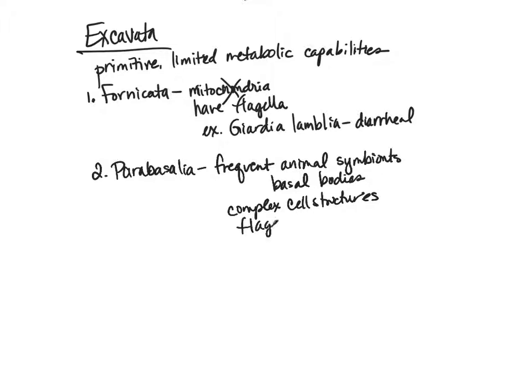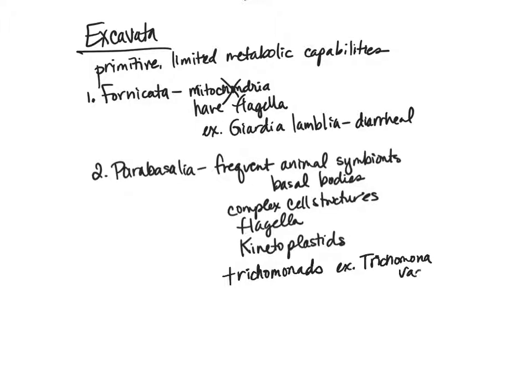They have flagella and kinetoplastids. And kinetoplastids are like a modified type of mitochondria. So again, because they're primitive, they don't have the mitochondria that we're typically talking about, but they have this kind of modified version. And so an organism that you need to be familiar with from this group is Trichomonas vaginalis. So this is where we see the trichomonads, for example, Trichomonas vaginalis, which again is in that activity.